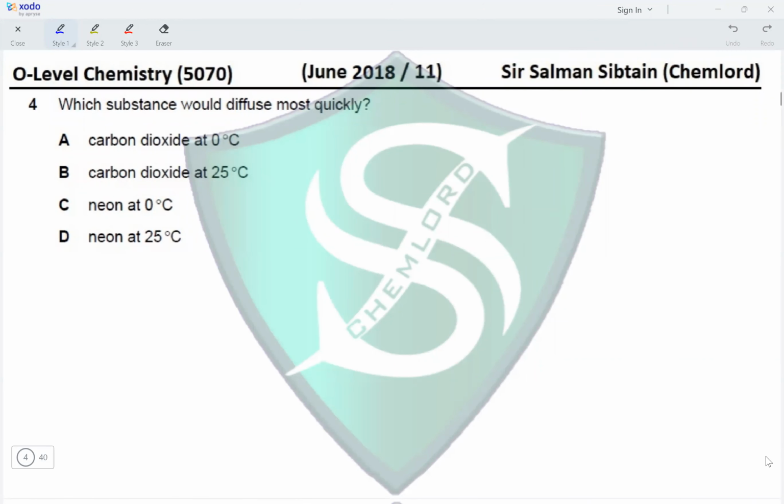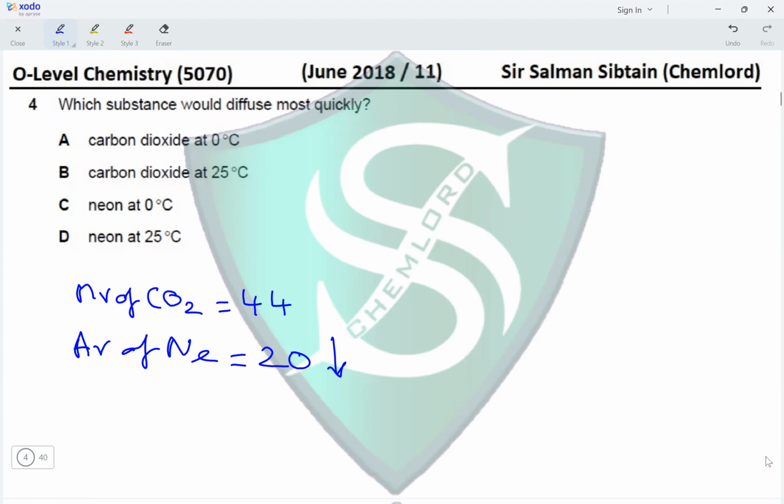Question 4. Which substance would diffuse most quickly? So we've got two gases, carbon dioxide and neon. So Mr of CO2 would be 12 plus 32, giving us 44. And Ar of neon is 20. So the one with the lower mass is neon.